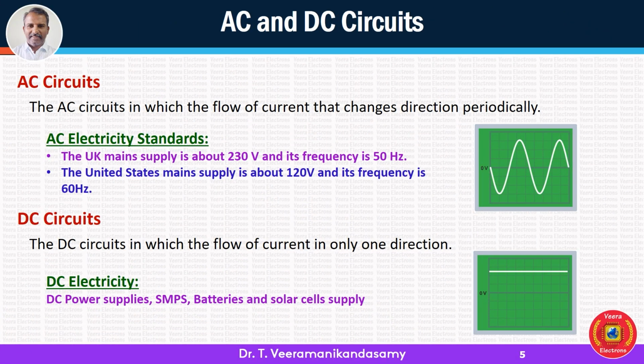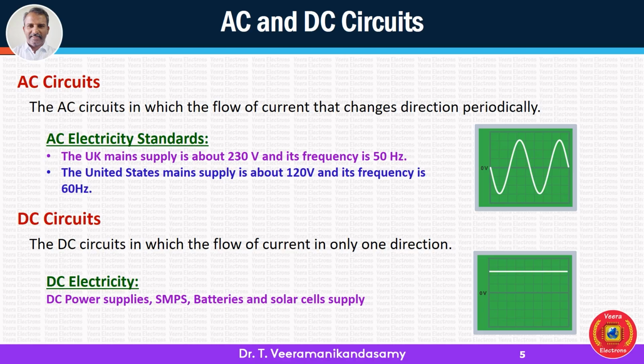AC and DC circuits. Let's first establish the difference between AC and DC circuits. AC circuits, or alternating current circuits, are defined by a flow of current that changes direction periodically. This is the electricity standard used in most homes and grids. In contrast, DC circuits, or direct current circuits, feature a current that flows in only one direction.